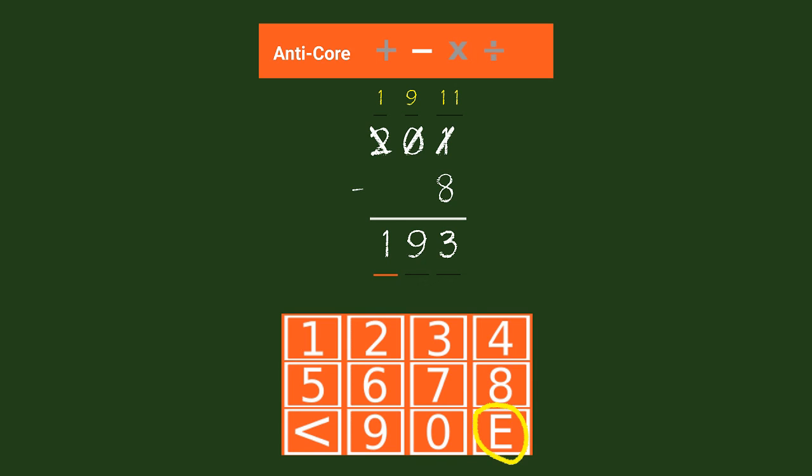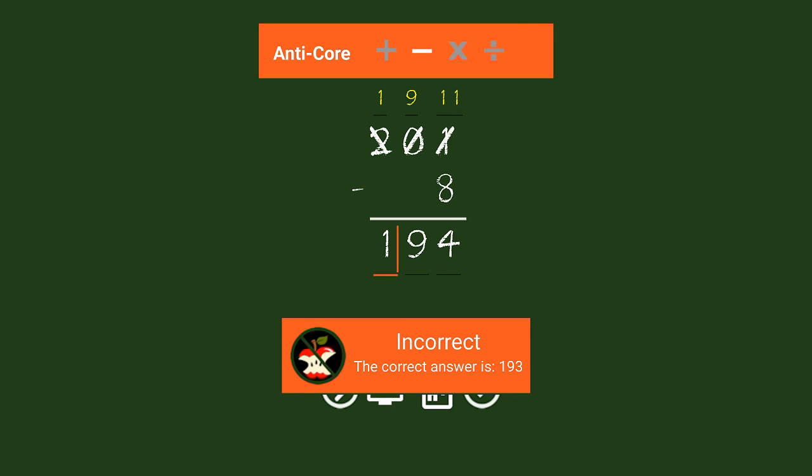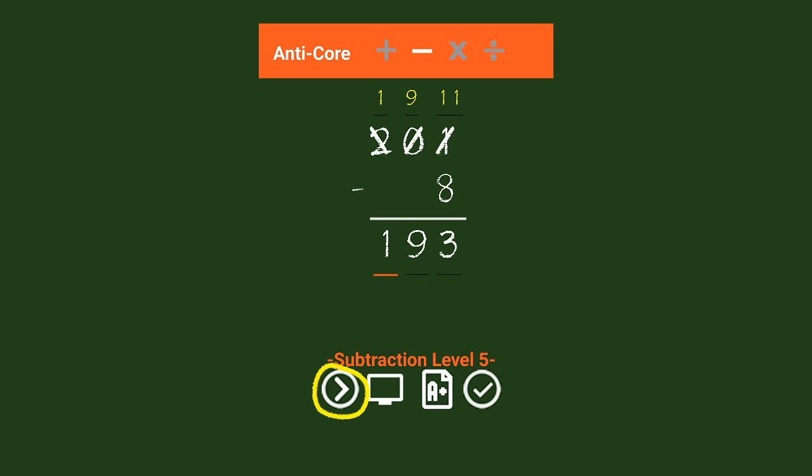Touch the Enter key on the keyboard and the keyboard will disappear. And when you're ready, touch the Check key. The app will let you know if you got the answer right, and if not, give you the correct answer. Touch the Next key for the next problem, and when you think you're ready, touch the Quiz key to take the quiz and see if you're ready for Level 6.